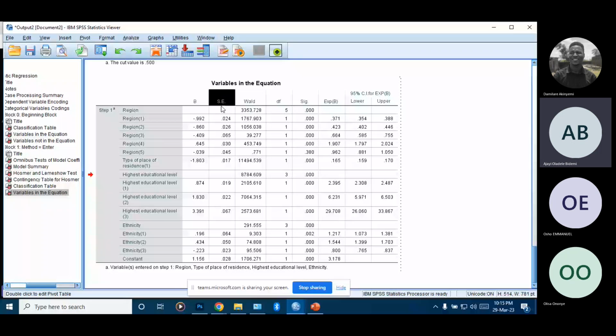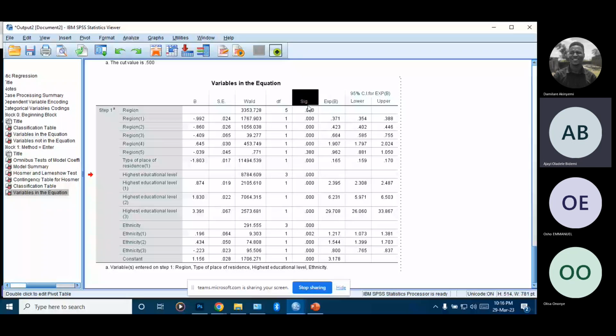Now, for us to know if a category is contributing meaningfully to the model or not, we are going to check this column, the p-values. Now, for region 1, let me check for region 1.